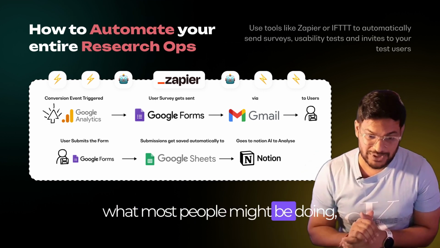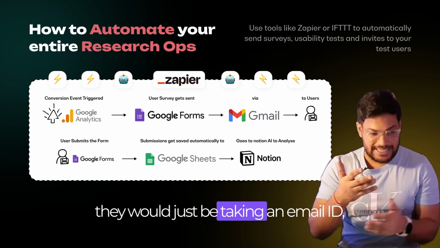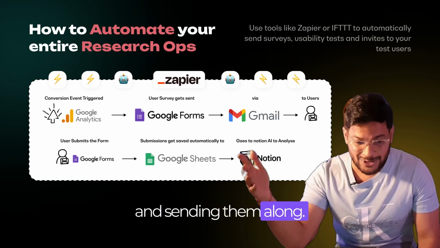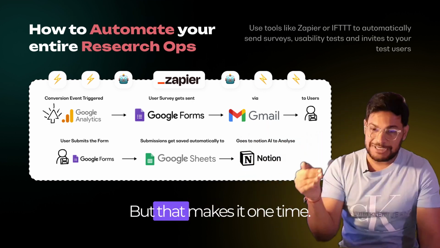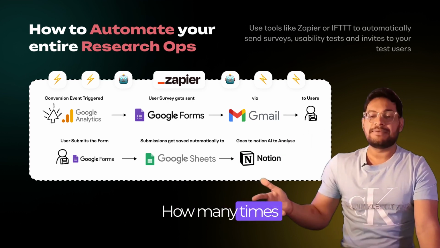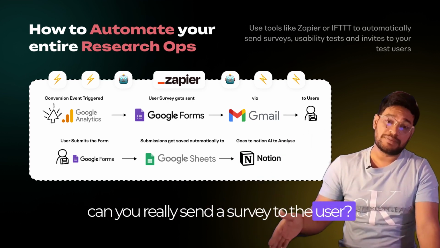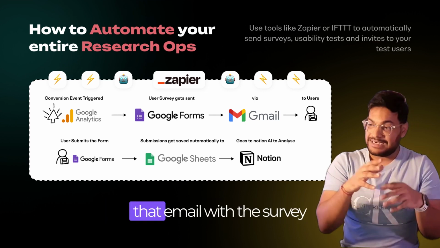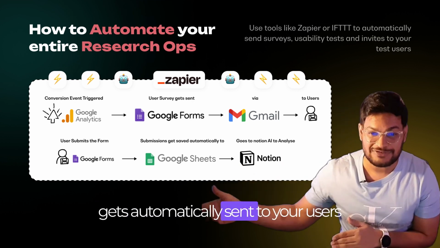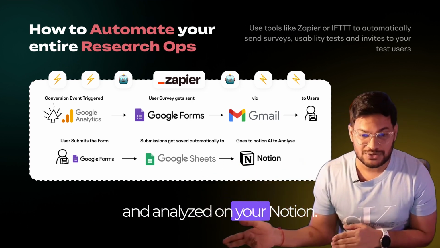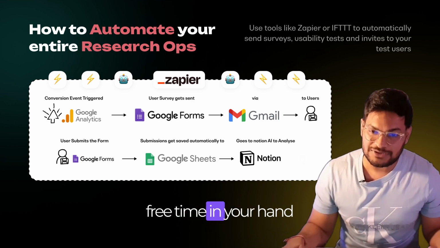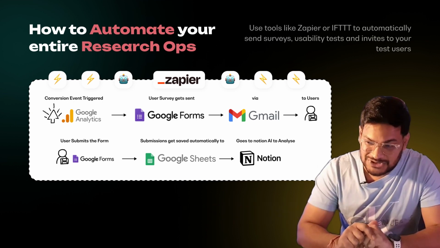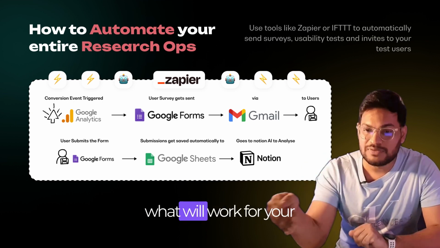Alternatively, what most people might be doing, if not this, is taking an email ID, creating a form, doing an entire BCC on their Gmail and sending them a long stream, or even doing a MailChimp out of it. But that makes it one time. How many times can you really send a survey to the user? But if you automate this process, so that any time that event happens, that email with the survey gets automatically sent to your users and analyzed on your new Notion, it will give you so much free time in your hands and so much data that you need to analyze to figure out gems of insight about what will work for your users and what won't.